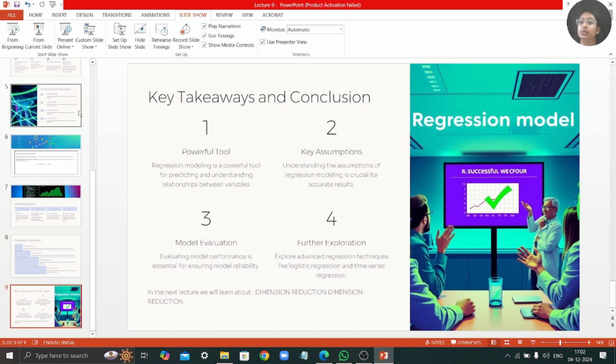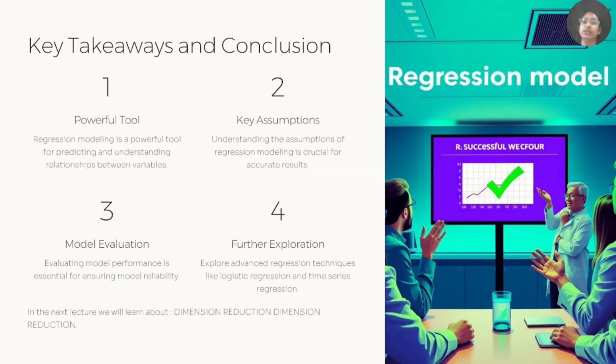Let's get back to our presentation, and here it is. What is the conclusion? First, we can think of a regression model as a powerful tool, and we have to know that there are predictors and categorical data sets, independent variables and dependent variables, and then we have to evaluate the model. We can further explore it with logistic regression and time series regression. But for now, this is it for this video, and we will learn about dimension reduction in the next lecture.